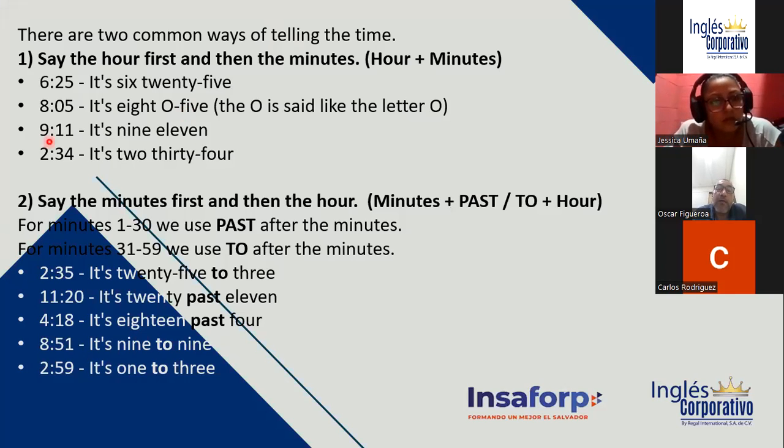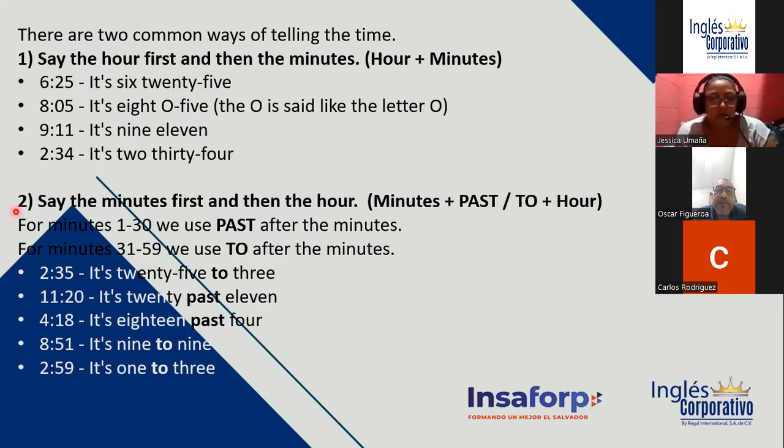Now, how do we say 9:11? It's 9:11. How do we say 2:30? It's 2:30, 2:34. Now, in this case, le podemos agregar either AM or PM. It's going to depend de la hora. So you already know that. But la forma número uno es la más fácil, chicos. La que ya sabemos, la que ya usamos todos los días. ¿Qué horas son? Ah, las 6 y algo. Ah, ¿qué horas son? Ah, las 9:33. That's the way we say it, la forma más común.